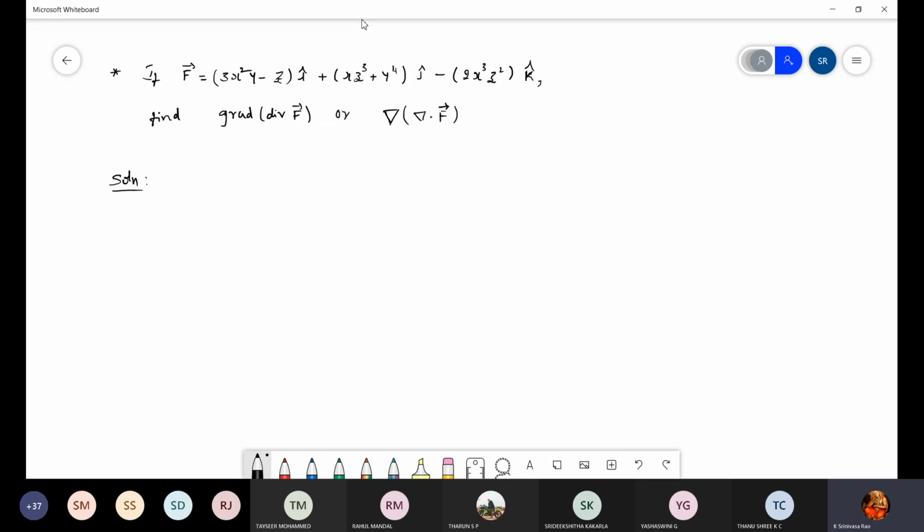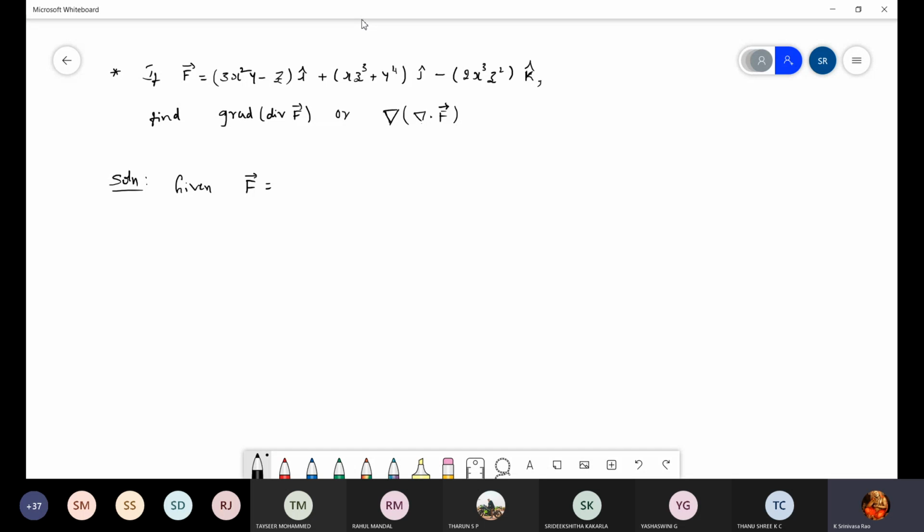Yes, I'm audible now. Did you understand the symbolic form of this question? Grad of div f means grad is del. In between, don't put any dot or cross. It is usual multiplication. And here it is del dot f. Now, given f equals, so write our problem.